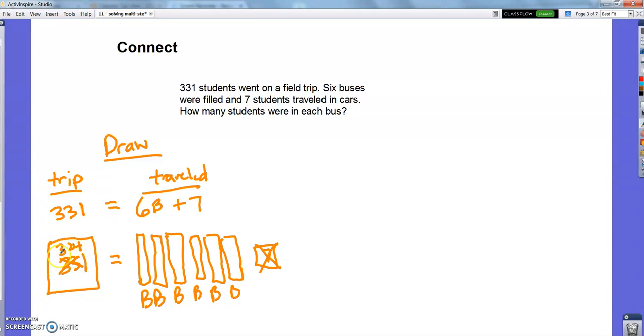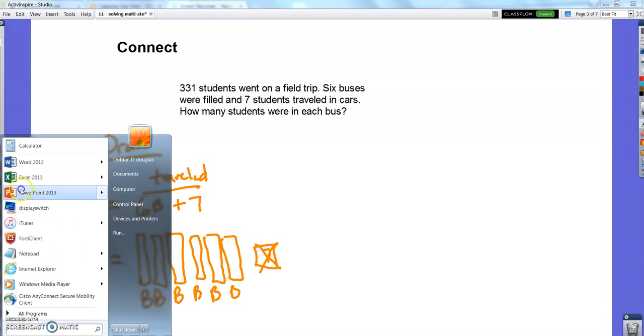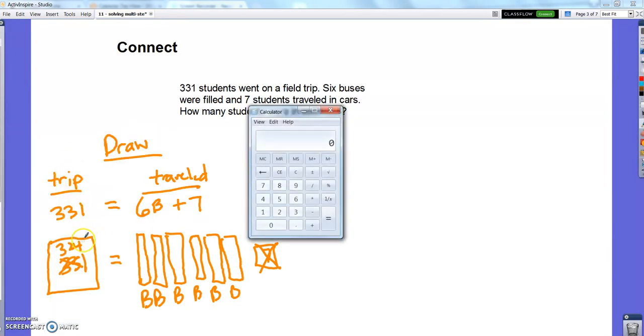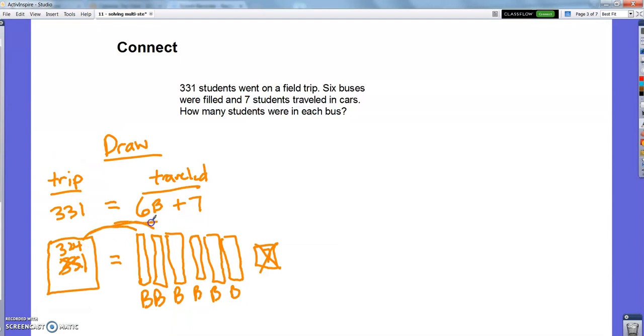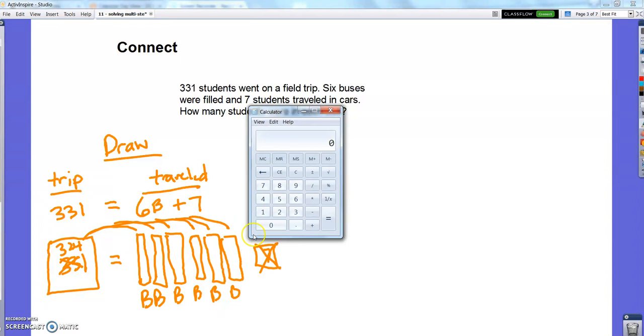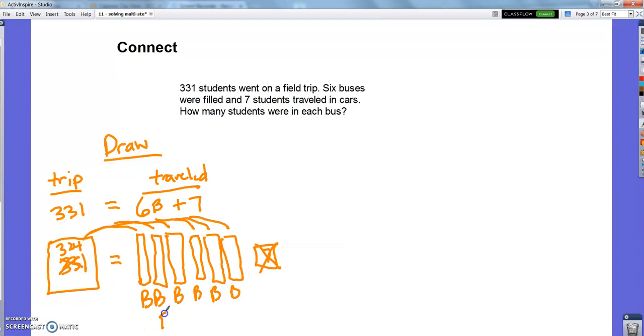So 324 people rode the bus plus these 7, and then I use my calculator to say, well, then I have to divide this 324 people onto the 6 buses, and I'll know my answer. So if I had 324 people and there were 6 buses, then 54 were on each bus.